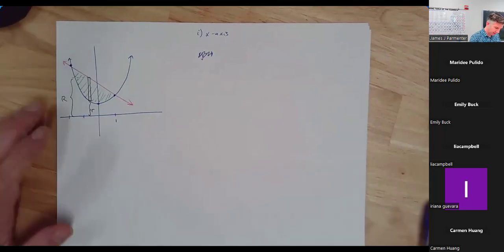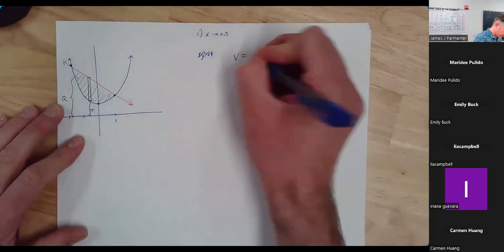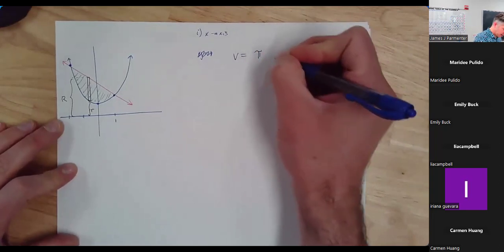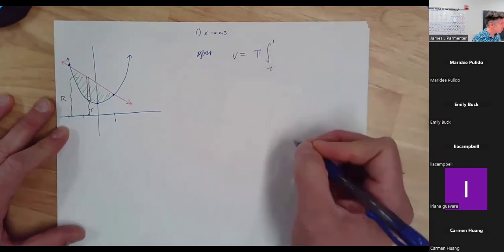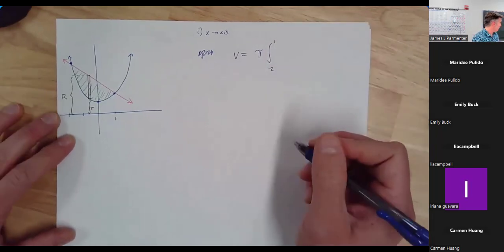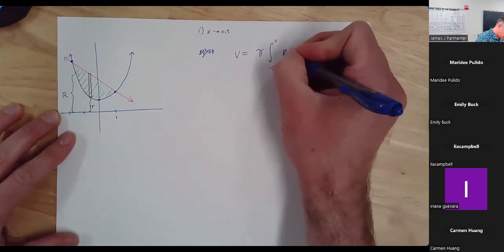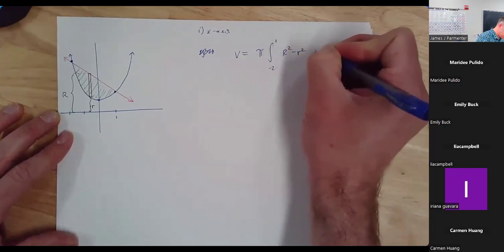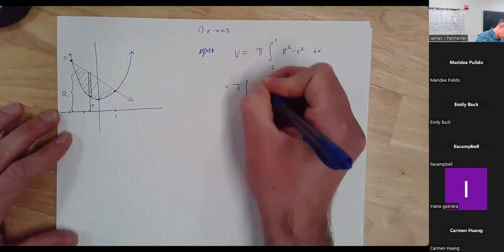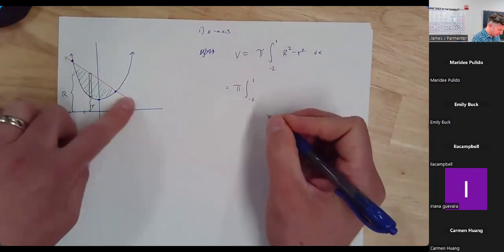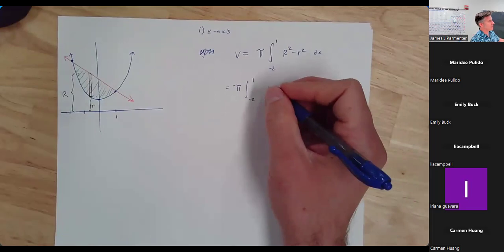So here around the x-axis, the volume is going to be pi times the integral from still negative 2 to positive 1. That's not really going to change unless we do it in terms of y. My big radius squared minus my little radius squared, which in this case is going to be pi times the integral from negative 2 to 1. My big radius is the red function, which is 3 minus x.